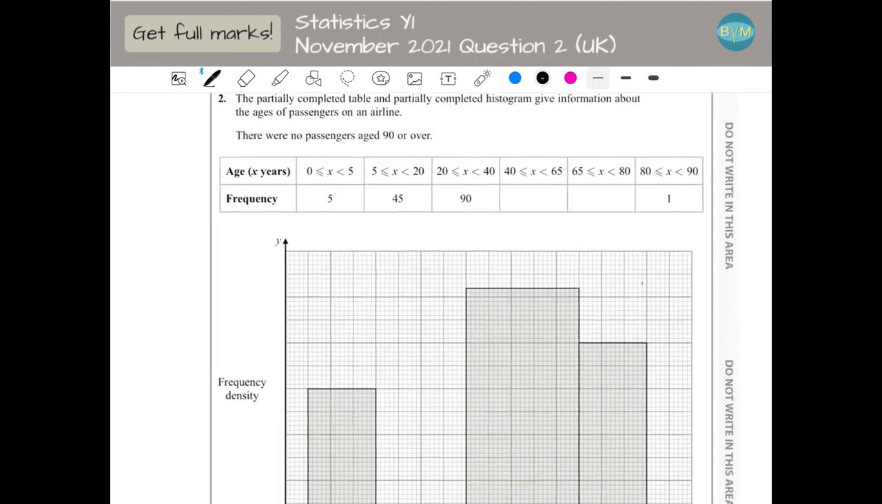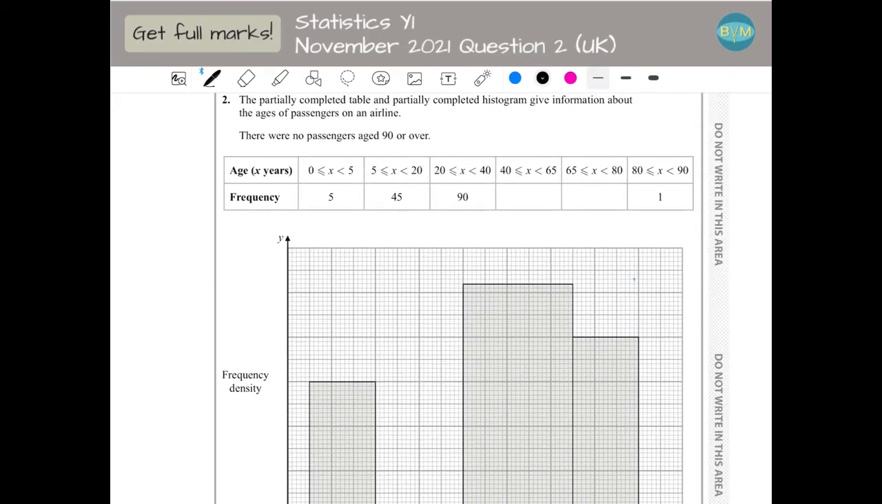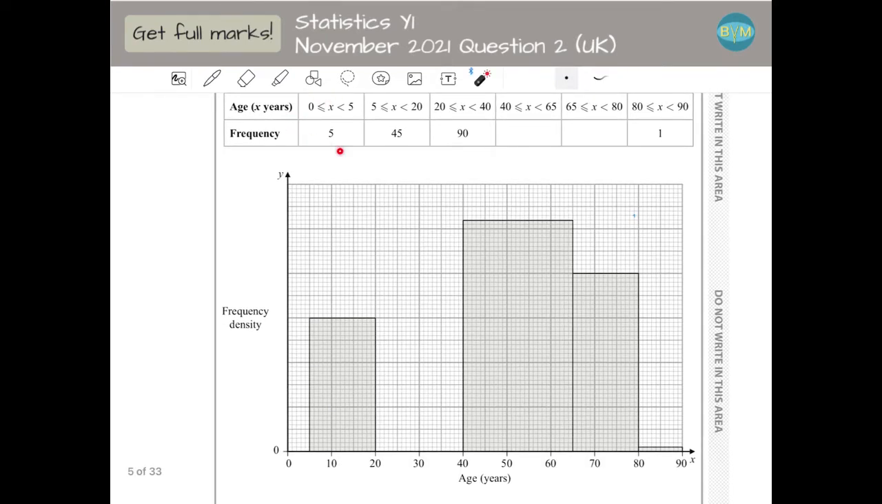You have a histogram that is only partially completed, and that's not unusual. Sometimes you have to draw the histogram, sometimes it's given, but many times you will find that it's just partially completed. It is about the ages of passengers on an airline. There are no passengers aged 90 or over. So you have this information here.